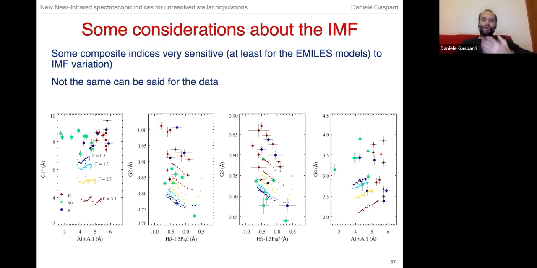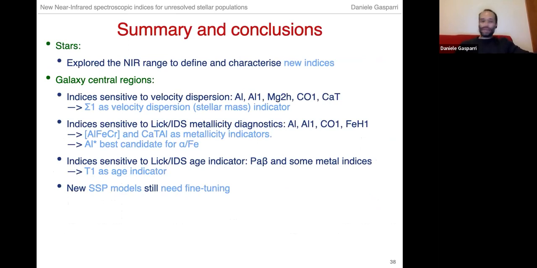So we still don't have the instruments to see if there is a variation of the initial mass function in the galaxies or not. So the conclusion of this work is that in the near infrared region, at last, we found a new velocity dispersion indicator, a new metallicity indicator, at least 1, maybe 2, and a new age indicator, which is important because until now, every study failed to find an age indicator in the near infrared.